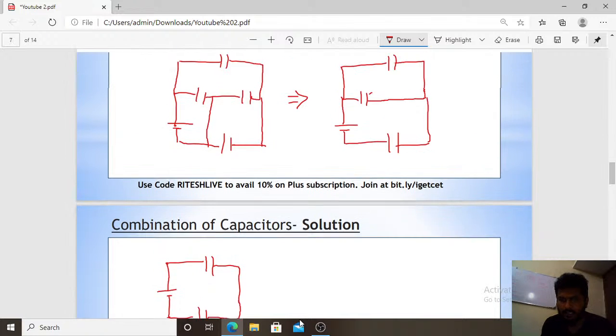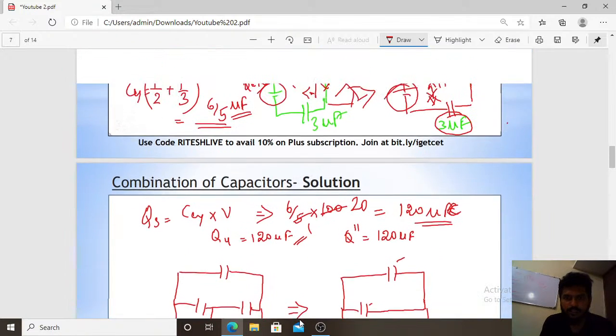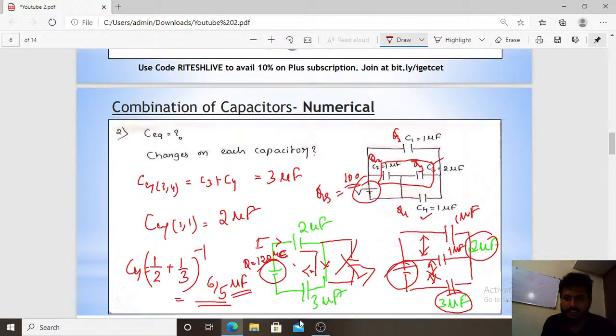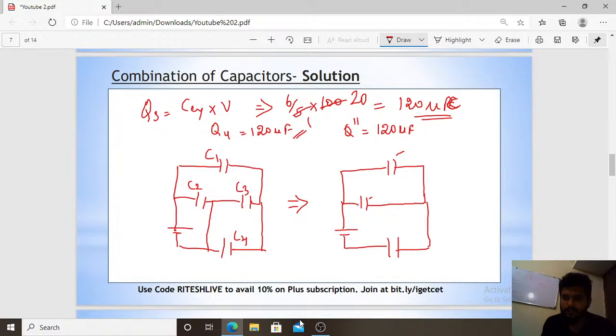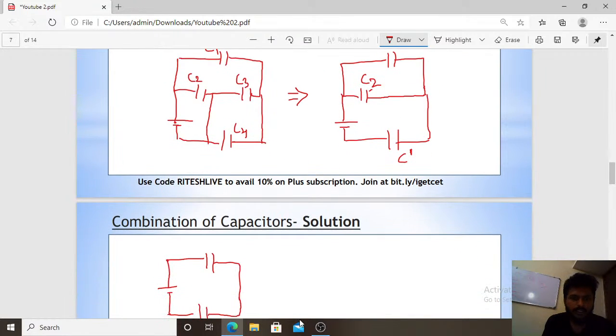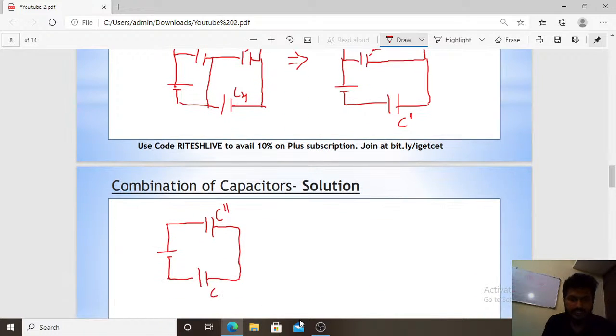Okay, so you go through the values we had. C1, C2, C3 and C4. I will name them like that only. Okay, so after the solution we got this as C dash. This itself is C2, this is C1, right? Okay, good. Then after solving these two, again we got this as C double dash and this as C dash. Okay, now it's clear. So the Q net value we got, how much?